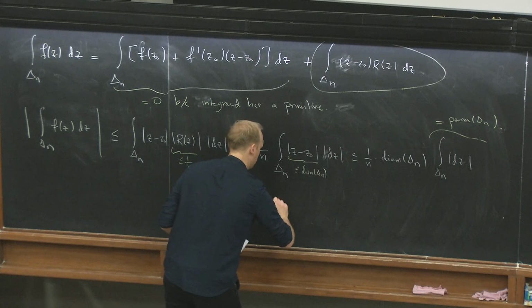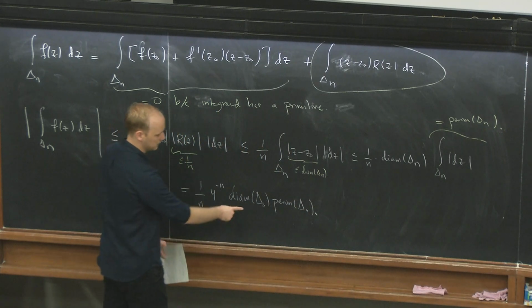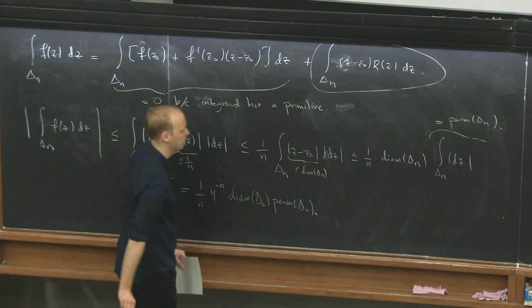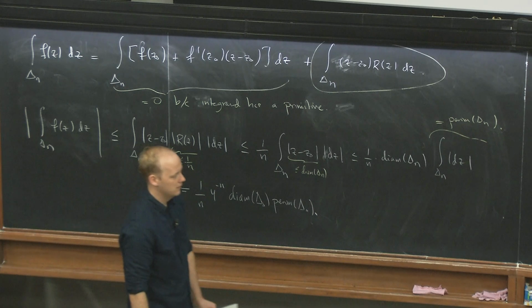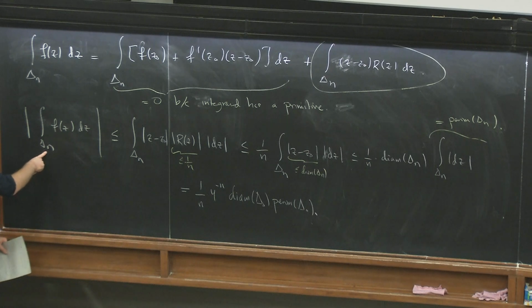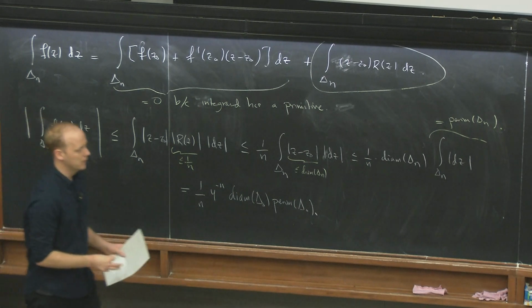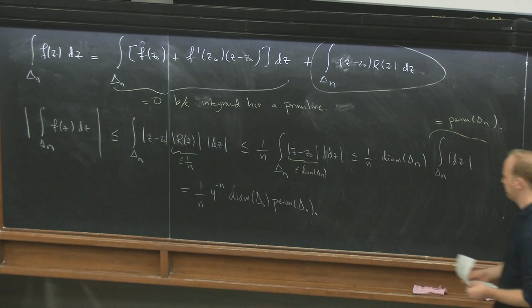Diameter of delta 0 times the perimeter of delta 0. And the good thing is that these do not depend on n, right? So now we can study. Okay, so what I did now was I estimated the absolute value of delta n, okay? But what I had, if you remember, was that this absolute value of delta n was greater than or equal to 4 minus n times delta 0, okay?